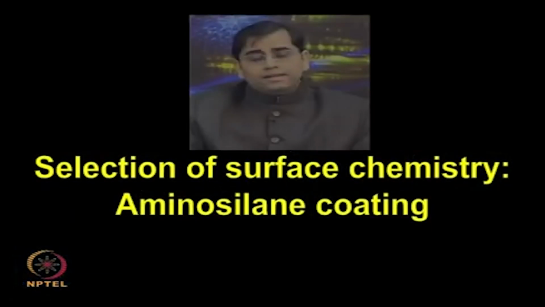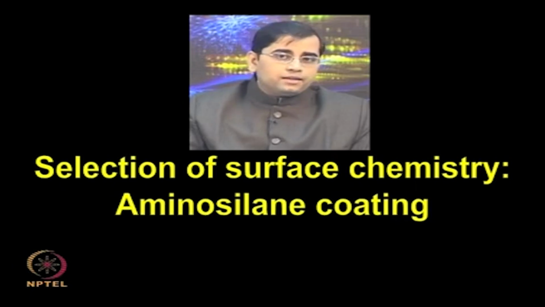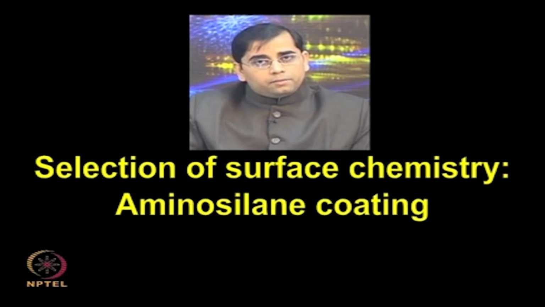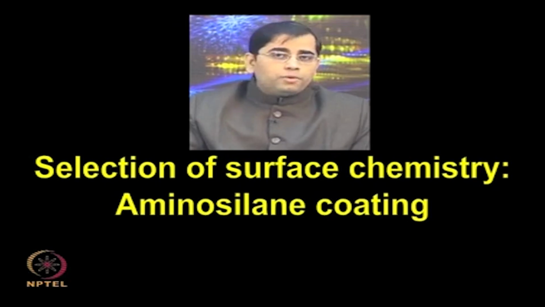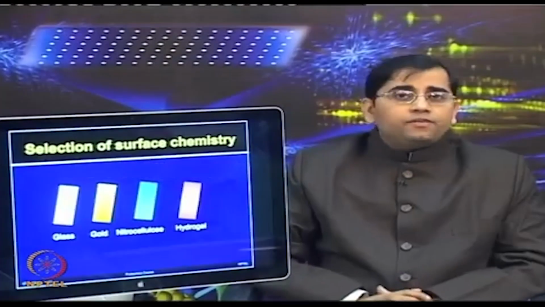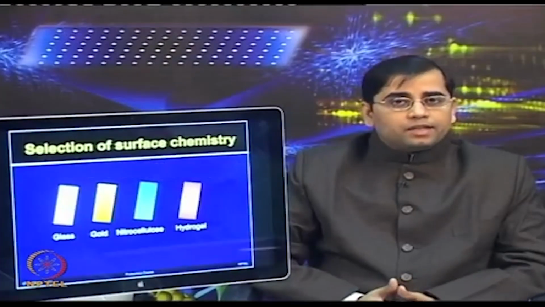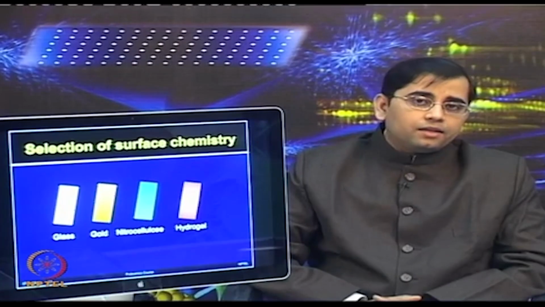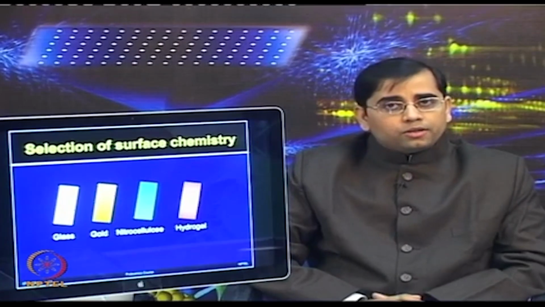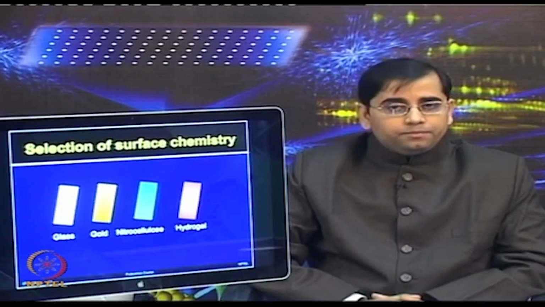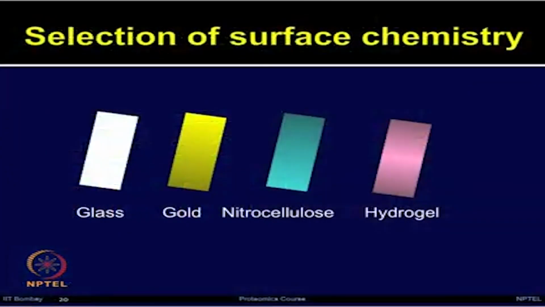Now, you need to make the slides, you need to functionalize the glass slide surface for printing purpose. So, we will talk about aminosilane coating here. One can use different types of surface, for example, glass, gold, nitrocellulose, hydrogels, etc. There are different types of properties one needs to look for while selecting the right surface.